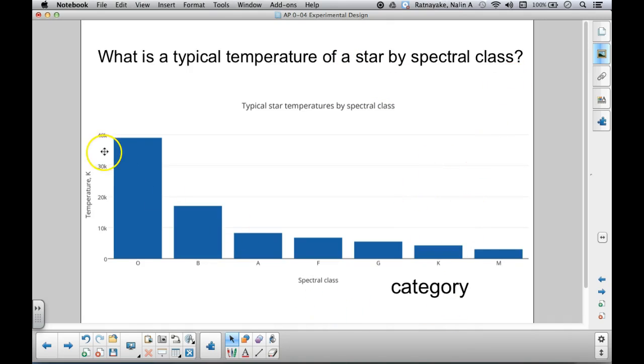Spectral class is a category, and I have some information that I can plot. If I have uncertainty in these measurements, I can actually put error bars on a bar graph as well. So error bars are not necessarily limited to a scatter plot.